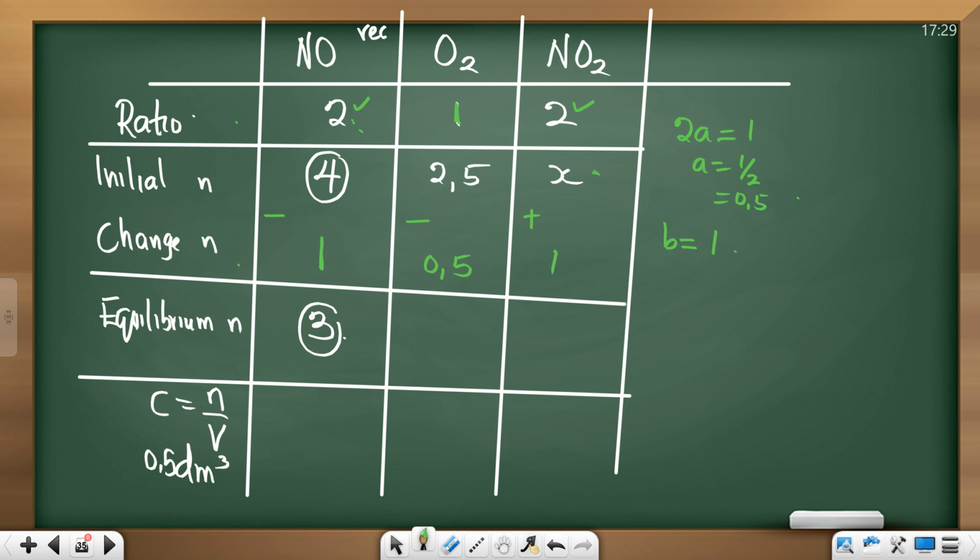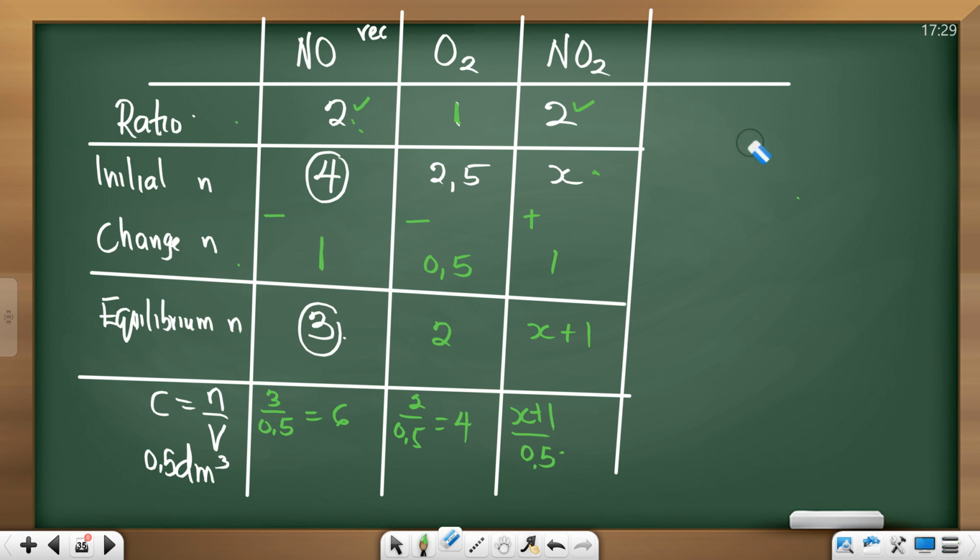Now let's do the maths. 2 minus 0,5, 2. And this is x plus 1. Can we divide by volume? 3 divided by 0,5, that will be 6. 2 divided by 0,5, that will be 4. And this is x plus 1 divided by 0,5. It remains like that. Now let's write our Kc expression.